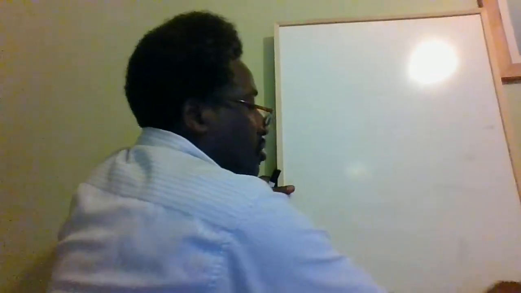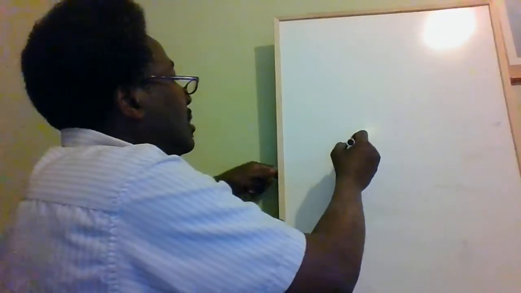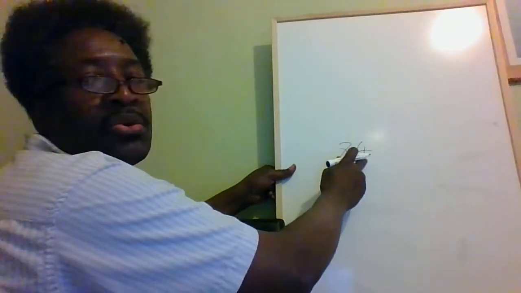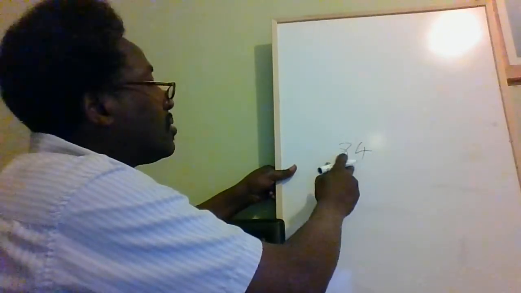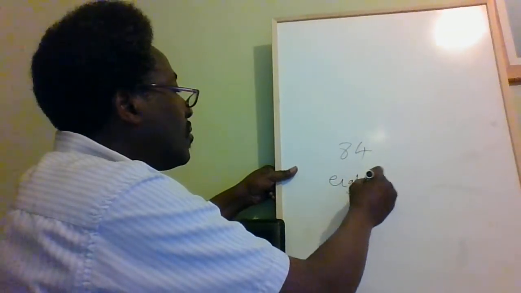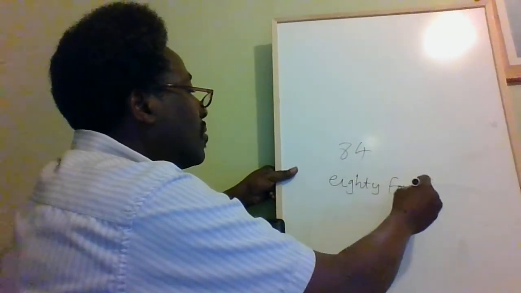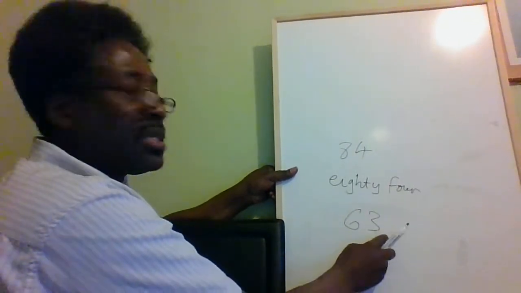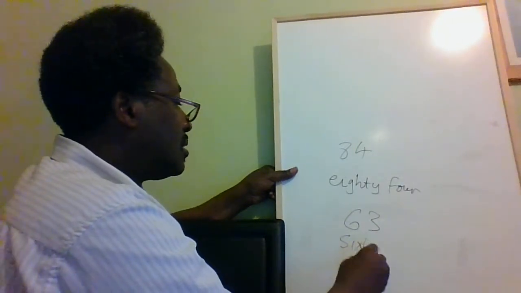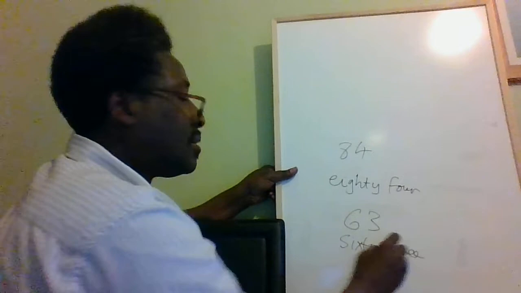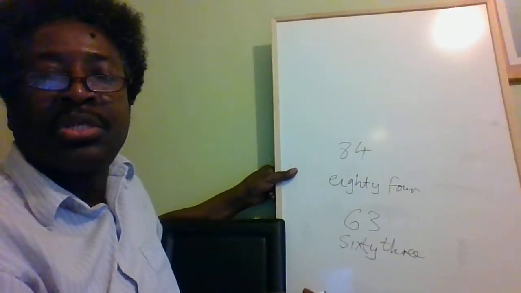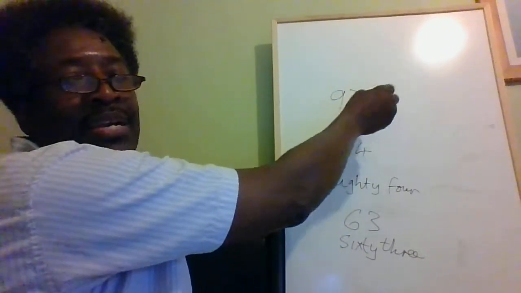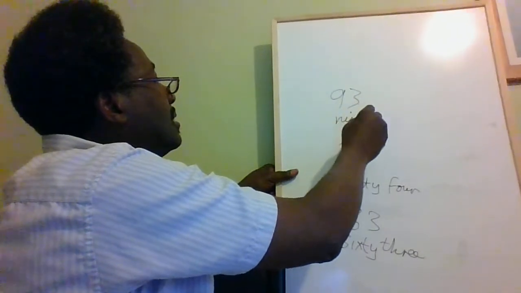Let's do some more 2 digit and 3 digit numbers. 8 and 4. If that 4 becomes a 0, we have 80. So this is 84. 6 and 3. If that 3 becomes a 0, we have 60. So 63. So writing 2 digit numbers in words is easy. One more example. 9 and 3. If that 3 becomes a 0, you have 90. So you say 93.